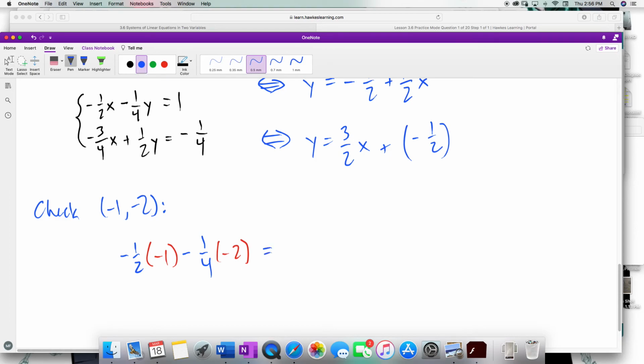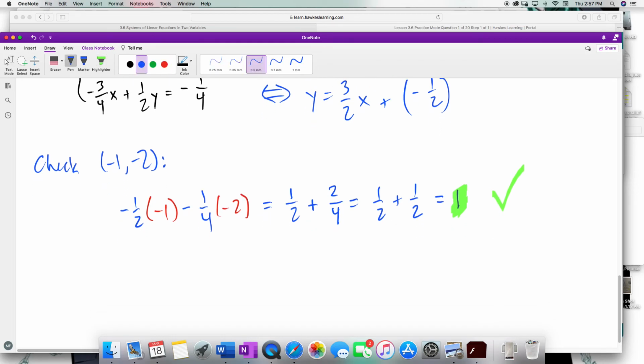So a negative times a negative is a positive. 1/2 times 1 is 1/2. A negative times a negative is a positive. 1/4 of 2, well, that's the same thing as 2/4, which is the same thing as 1/2. And 1/2 plus 1/2 is 1, and that is precisely what we wanted. Okay, so we're happy there.